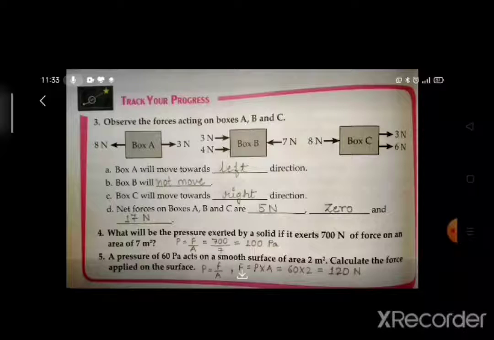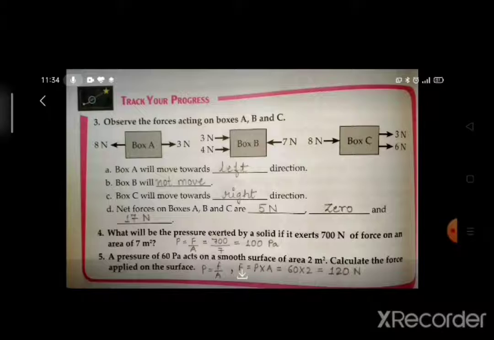Next is question number 4. What will be the force exerted by a solid if it exerts 700 Newton of force on an area of 7 meters square? So as you know that the formula is pressure is equals to force upon area. So it will be 700 upon 7. That will be 100 Pascal or 100 Newton per meter square. So this is the answer of fourth.